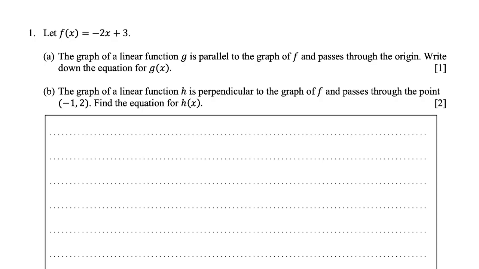Here's question 1. Let f of x equal minus 2x plus 3. A. The graph of a linear function g is parallel to the graph of f and passes through the origin. Write down the equation for g of x. B. The graph of a linear function h is perpendicular to the graph of f and passes through the point minus 1, 2. Find the equation for h of x. Please take 3 minutes and try this question.